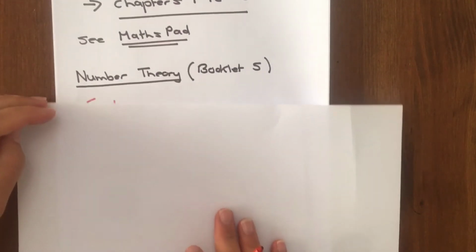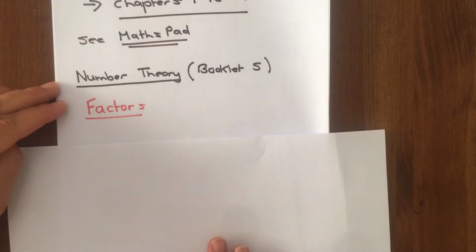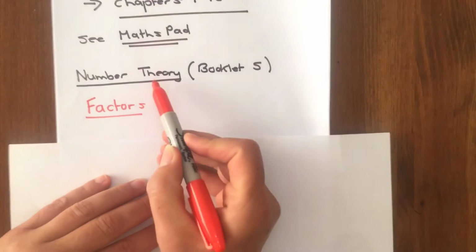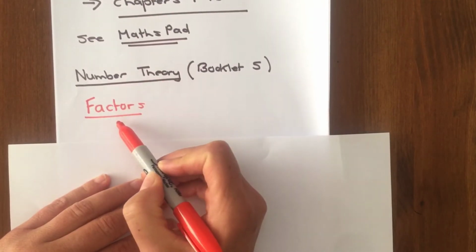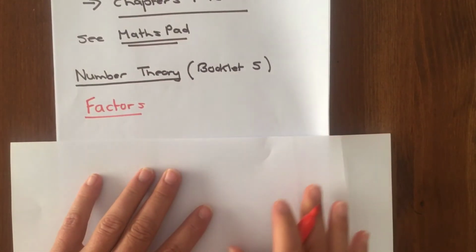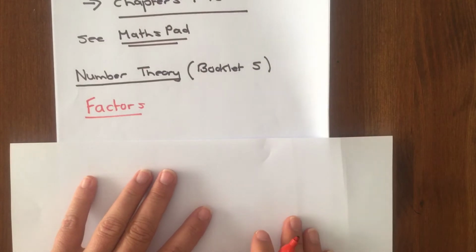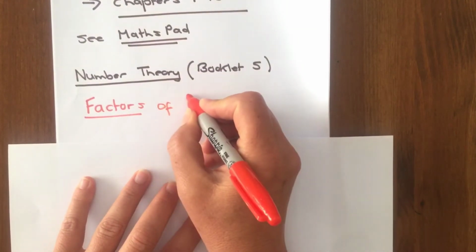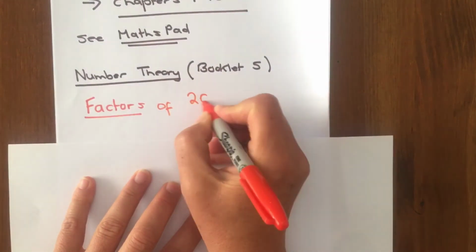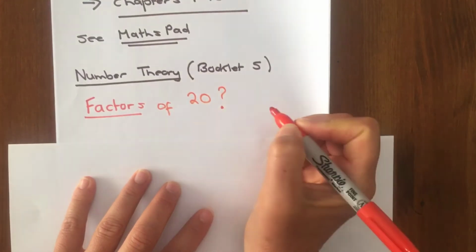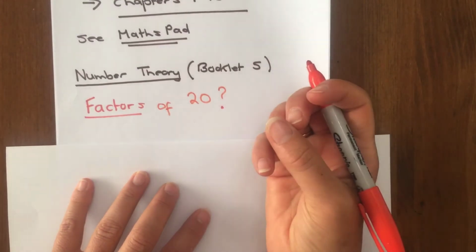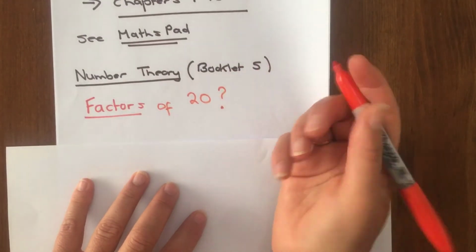So what was number theory all about? Well, it's about lots of words. Okay, so I'd like you to put the title number theory and put the title factors, and we're going to see which of these words you remember. Right, the word factor. So if I asked you what are the factors of, let's say, 20, that means all the numbers that go into 20 exactly, all the numbers that divide into 20.